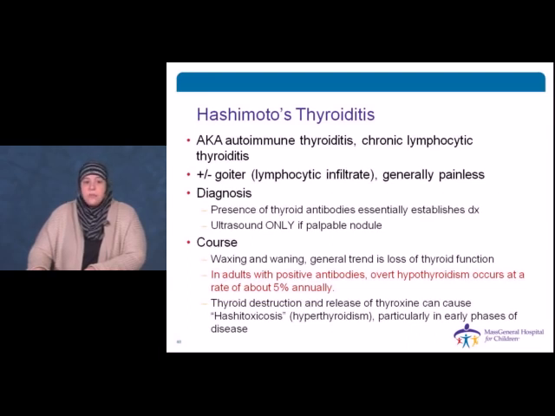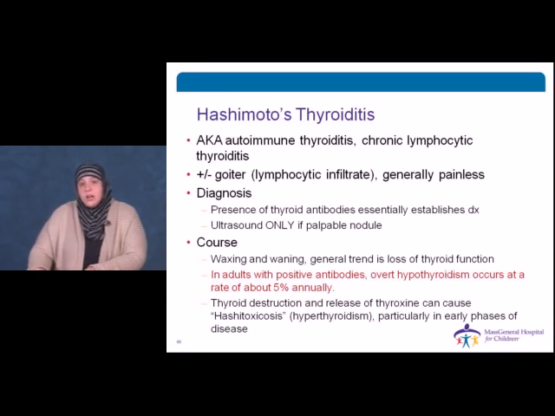The course of Hashimoto's thyroiditis is waxing and waning. Somebody with subclinical hypothyroidism may stay that way for several years. However, the general trend is a loss of thyroid function over time. And in studies of adults who have positive antibodies but have either normal thyroid function or subclinical hypothyroidism, overt hypothyroidism occurs at a rate of about 5% annually.